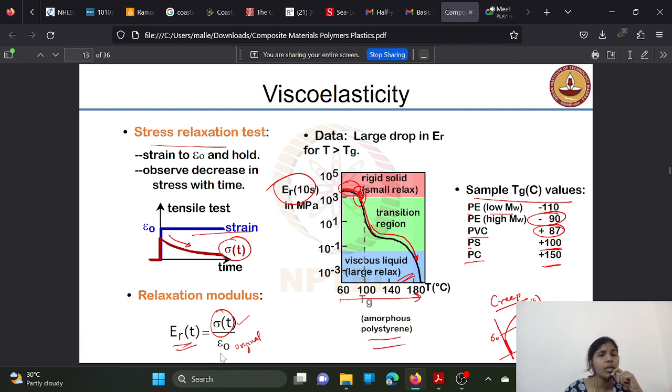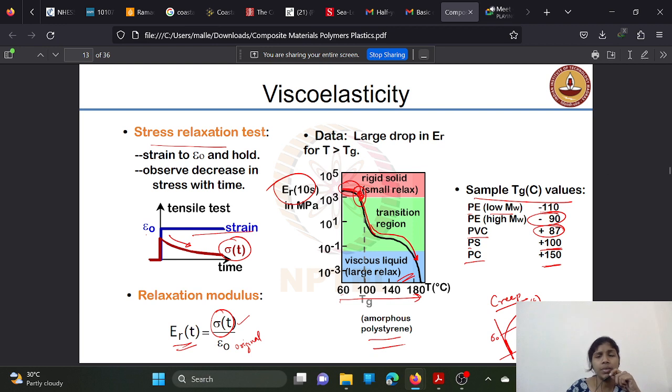Stress divided by original strain. Okay, stress divided by original strain. And this shows how the elastic modulus and the relaxation modulus vary with increasing temperature. See, with increase in temperature, the relaxation modulus also decreases, because the stress relaxation will be more. That means the decrement in stress will be more. That's why the overall relaxation modulus decreases with increasing temperature.